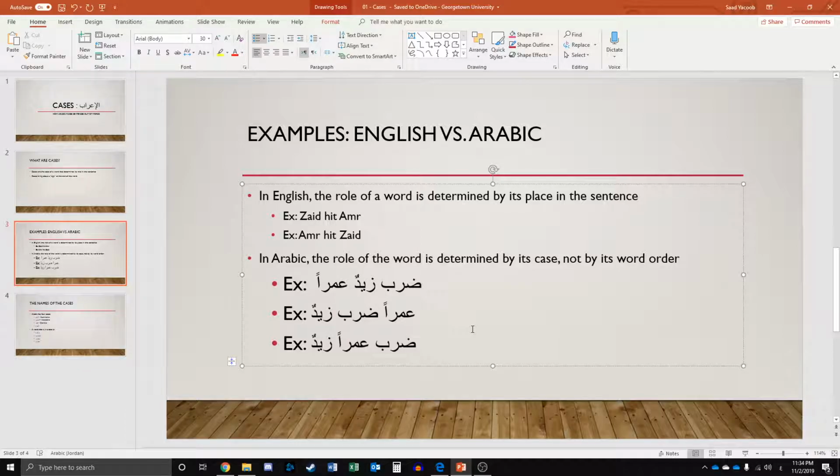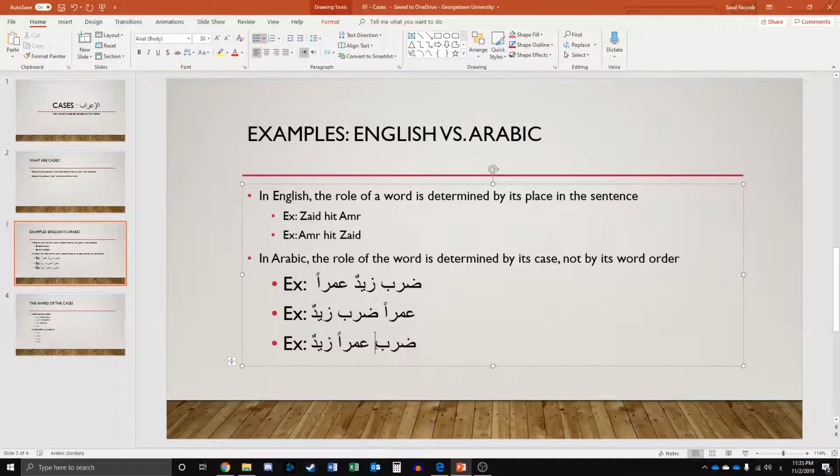Why does it mean that? Because we still have Zaydun and Amran. And the an at the end of Amr tells me that Amr is the one being hit. And the un at the end of Zayd tells me that Zayd is the one that's doing the hitting. Another example is ضرب عمرا زيد. What does this mean? It means Zayd hit Amr.